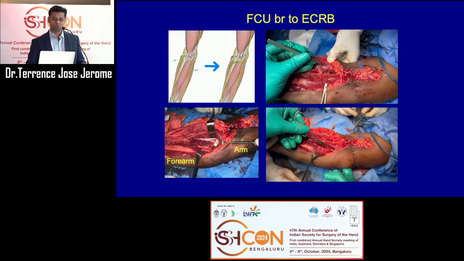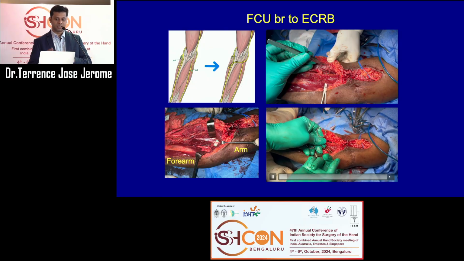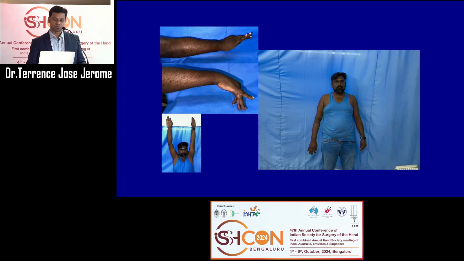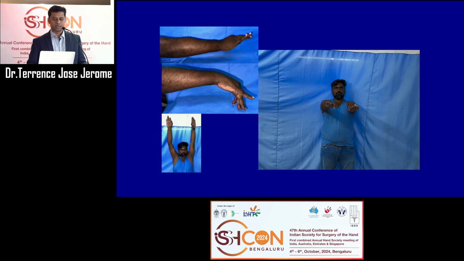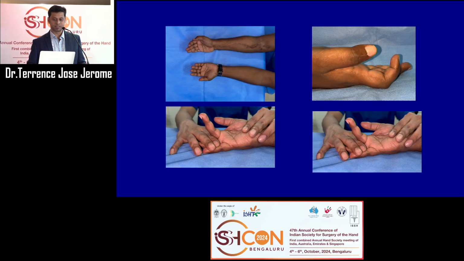Then we found a new way of doing the FCU branch, passing under the muscle of the pronator and then bringing it to the ECRB branch, a new technique which we found. It was working at the final follow-up. The wrist drop improved, and slowly he also got the function of the median nerve working in this patient.